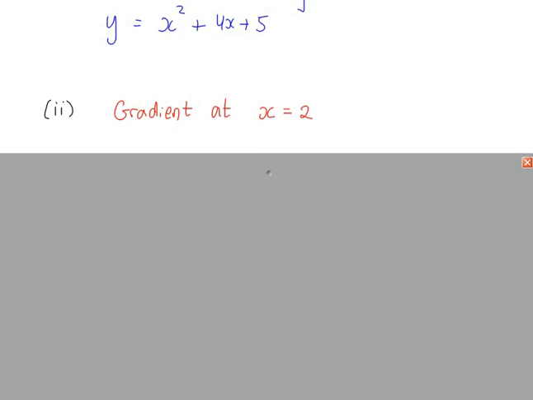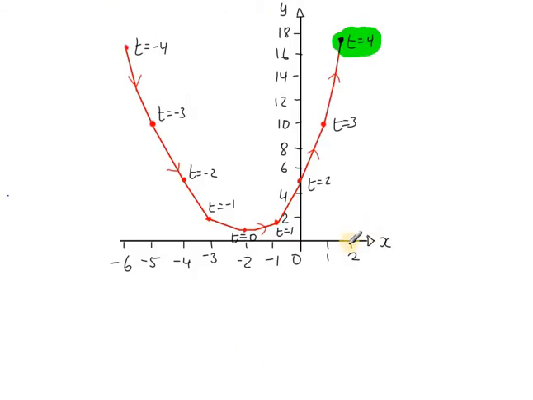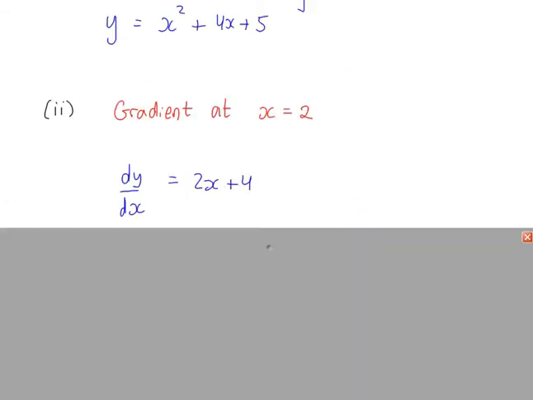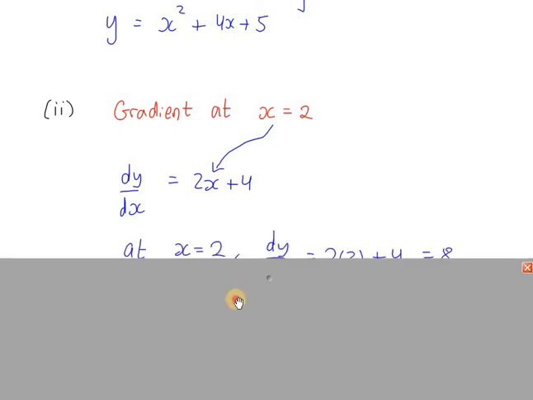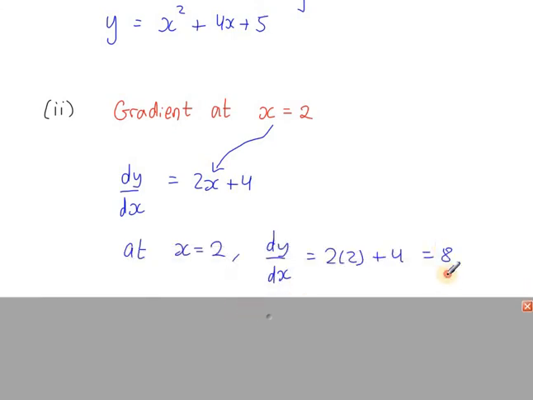So let's work out the gradient again for x equals 2. On the graph it's the same point. When t was equal to 4, x was equal to 2. So if we differentiate, dy by dx is 2x plus 4, then substitute x equals 2 into here, and we get the same value as before.